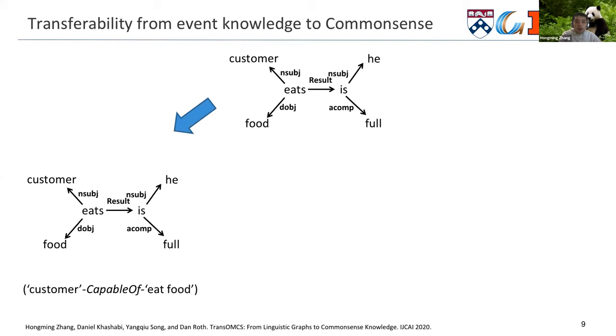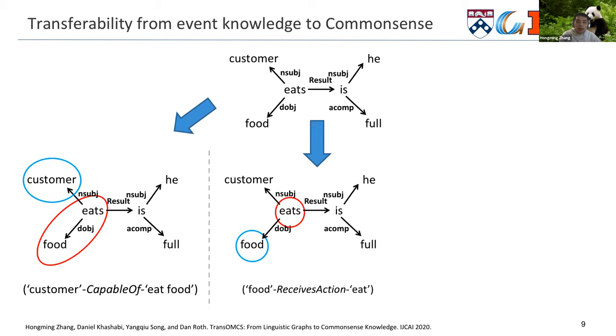For example, we can find out that a customer actually appears as a subject, and in the tail, eat food appears as the verb and object for this CapableOf relation. And then we can conclude a pattern that for the CapableOf relation, we can extract the subject as a head and the combination of verb and object as a tail. Similarly, for the ReceiveAction relations, we can see that the object usually can be used as the head and the verb as the tail.